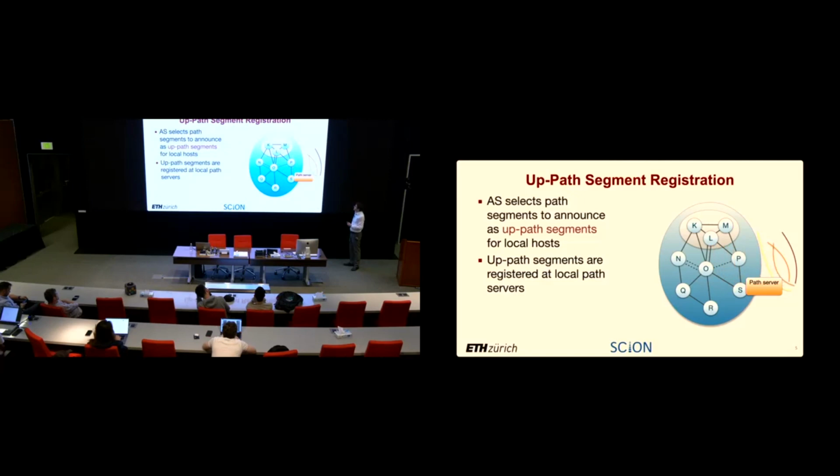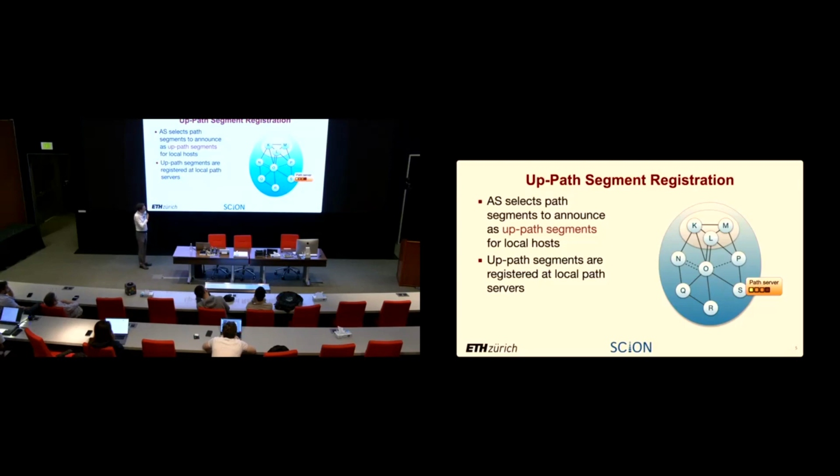So in this example here, all the 4 paths are being selected and are being registered at the local path server. And so at this point, already the local hosts can query the path server and get these path segments and already communicate with core ASs. So already within the ISD, communication is almost possible at this point.